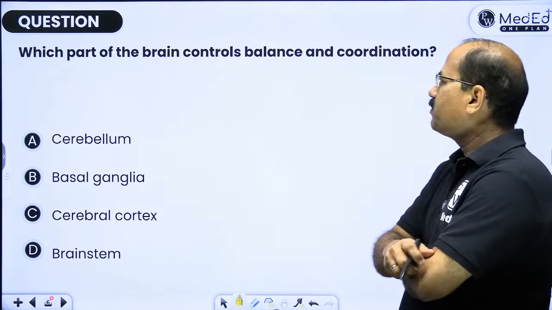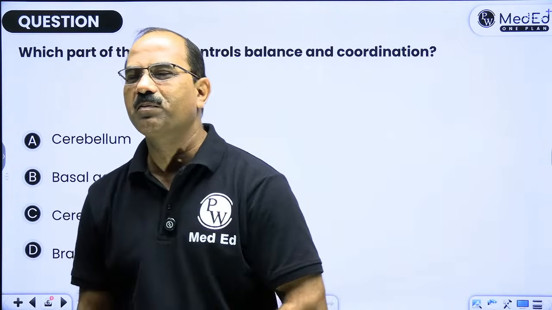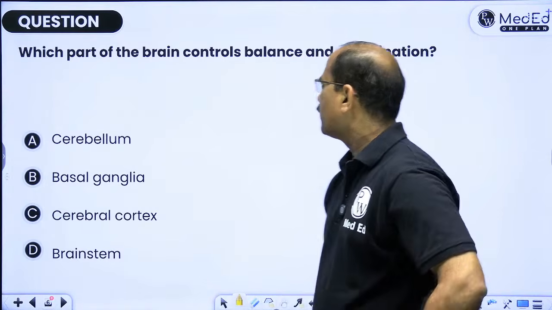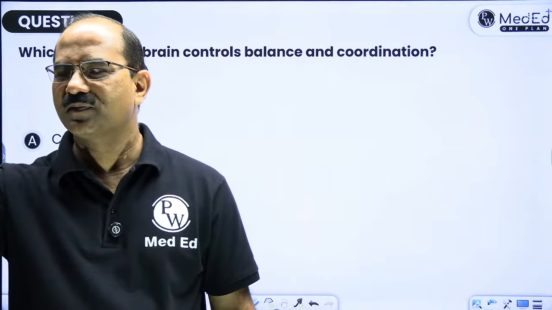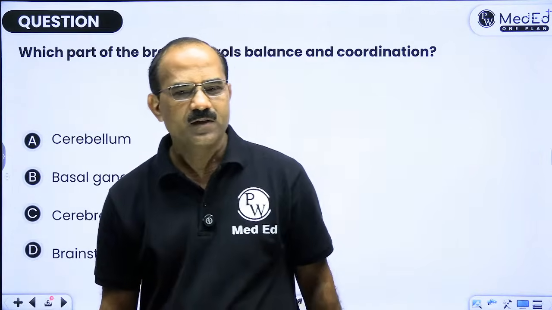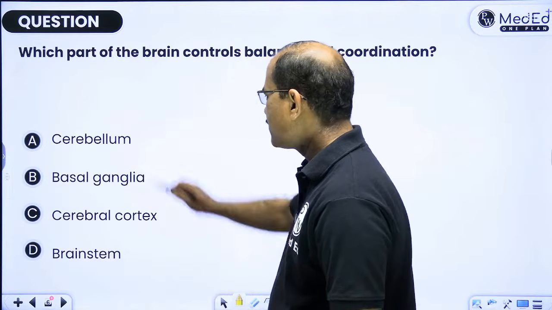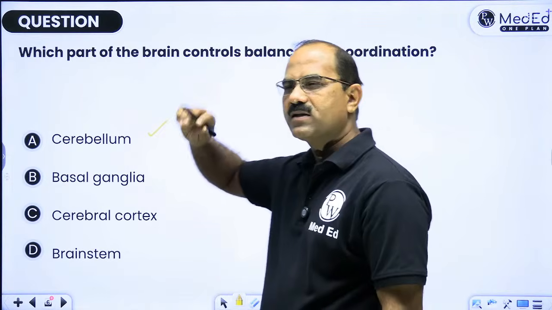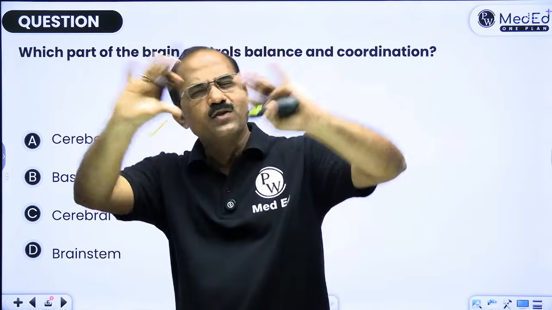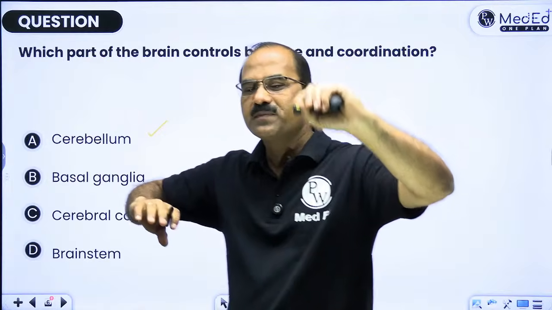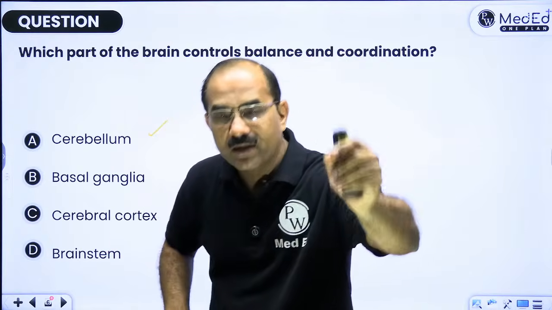So which part of the brain controls balance and coordination? That's a very easy MCQ from the PYQs. Answer this, students. Any guesses? That's the cerebellum. Cerebellum controls the balance and the coordination. And tell me which is the largest nucleus of the cerebellum? Yes, the largest nucleus of the cerebellum is the dentate nucleus.